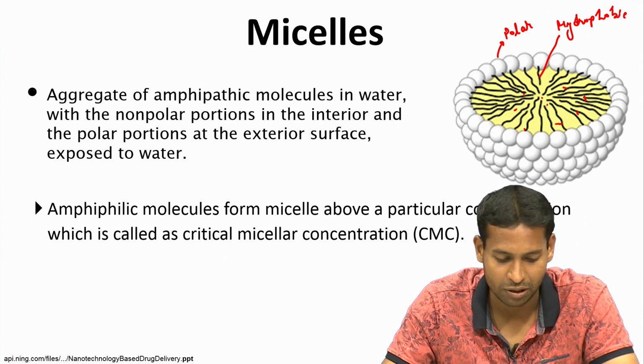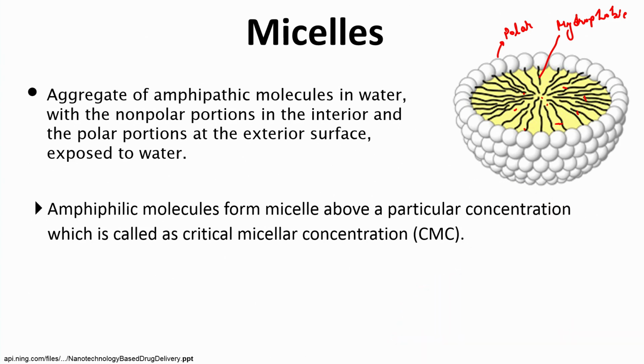These amphipathic molecules will form micelles above a particular concentration, which is called the critical micellar concentration, CMC. For any amphiphilic molecule, there is a CMC that is defined. This could be, let us say, 1 mg per ml, or 1 microgram per ml, or something else. But above this particular concentration, they will tend to form micelles. Below that, they will be within the solubility limit, so they will still be soluble, but as you increase the concentration of these molecules in the aqueous environment, they will tend to form these micellar structures.